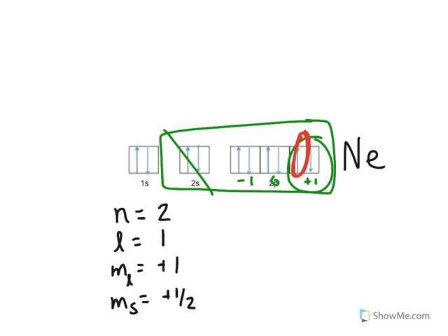Did you get it right? If you did, congrats. If not, review. See if you can figure it out. And if you're still stumped, ask me in class. We're going to do lots of these over the next few days.